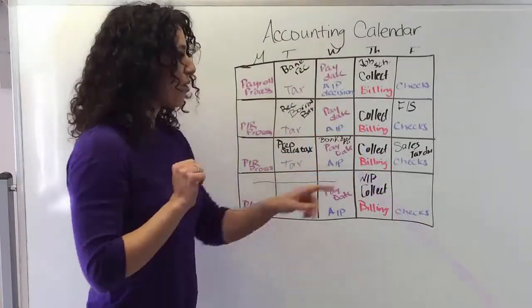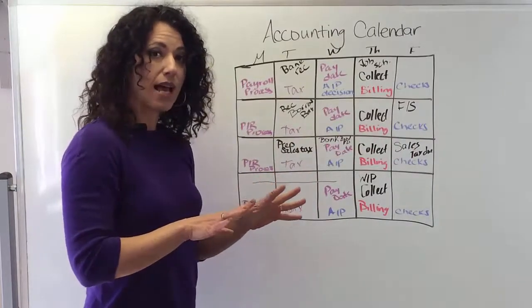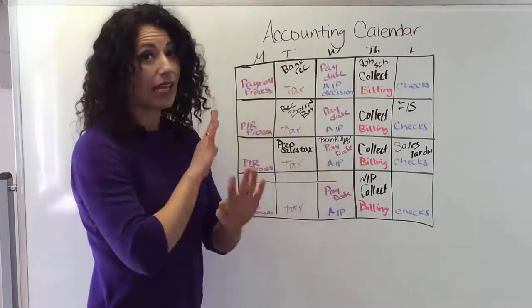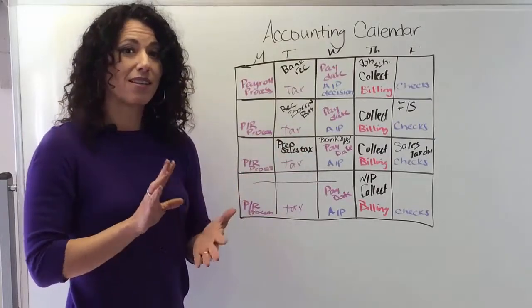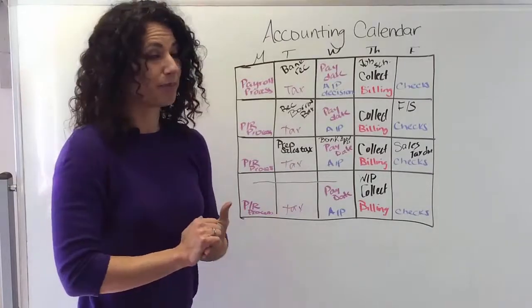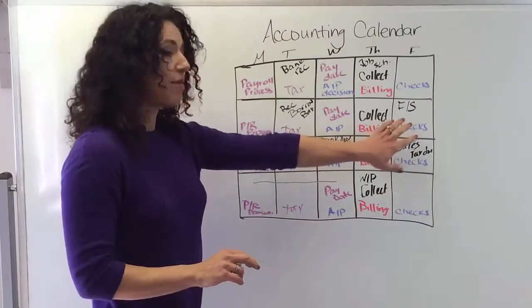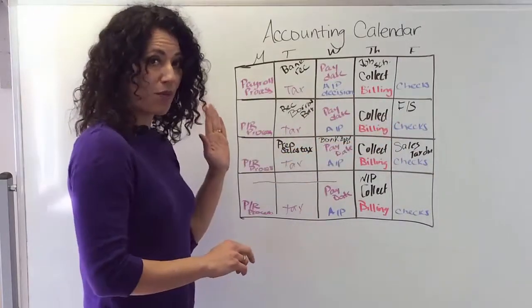So I want to be able to give my owner a few days to look at the financial statements and ask questions before I send it to anybody on the outside. And I don't like to send financial statements out unless I've been sure that the owner has looked at it and is okay with them going out. So now we've established the outside date and the inside date. Let's work backwards from there.